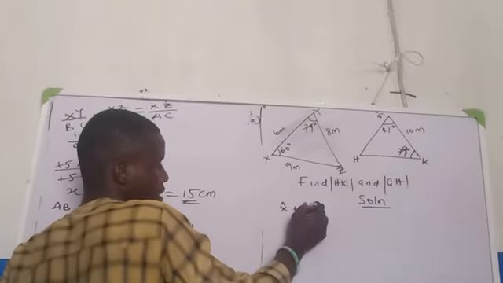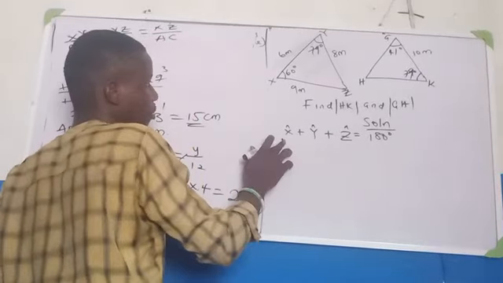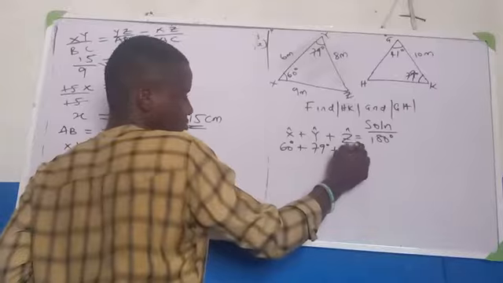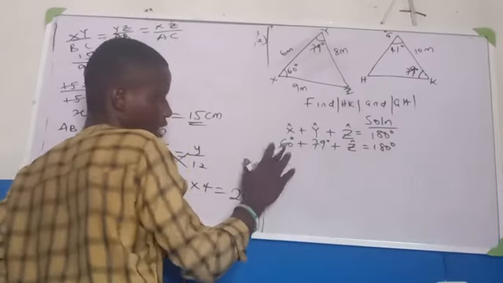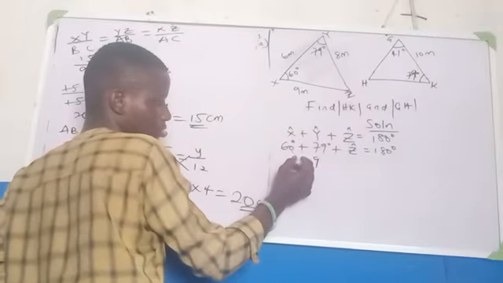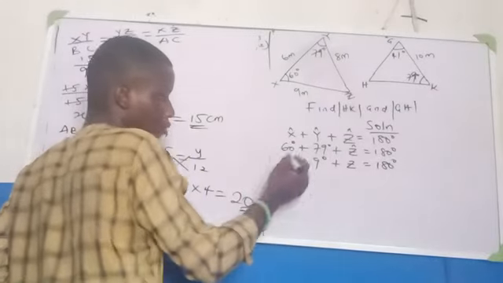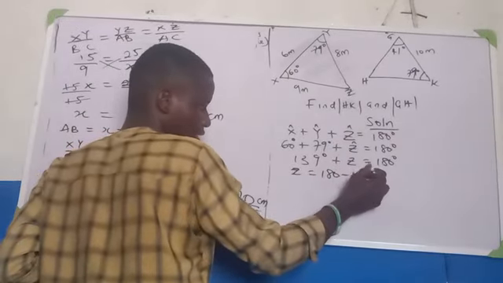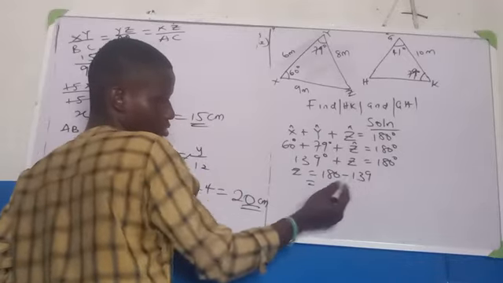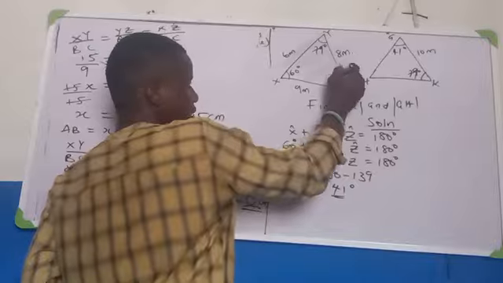Angle X plus angle Y plus angle Z is equal to what? 180 degrees. Angle X is 60, plus angle Y is 79, plus angle Z equal to 180 degrees. So 60 plus 79 is what? 9 plus 0 is 9. 7 plus 6 is 13. So 139 plus Z equals 180 degrees. My Z now is equal to 180 minus 139. So 10 minus 9 is 1. 7 minus 3 is 4. So Z is 41 degrees.